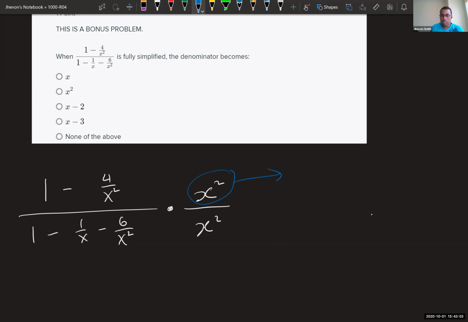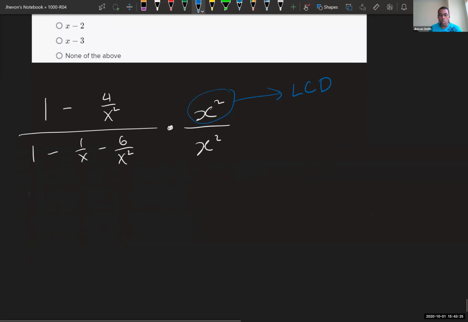Because it's the prime factorization to the highest exponent. What you just described was the GCF, the greatest common factor. And the greatest common factor of the denominators is called the LCD, the least common denominator. So once you find the LCD, you multiply and divide by it. It's the quickest way to clear a situation where you have compound fractions into simpler fractions.